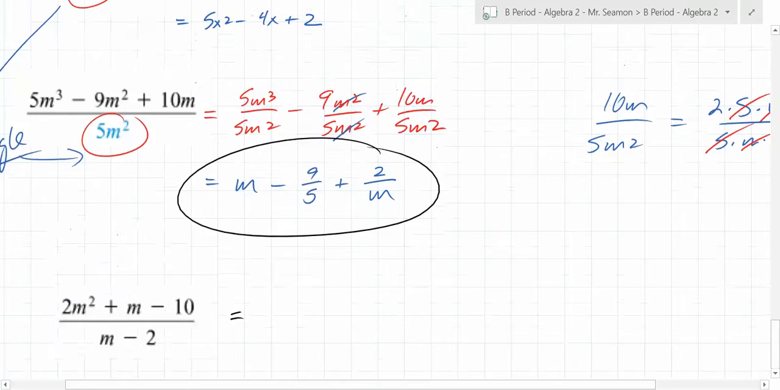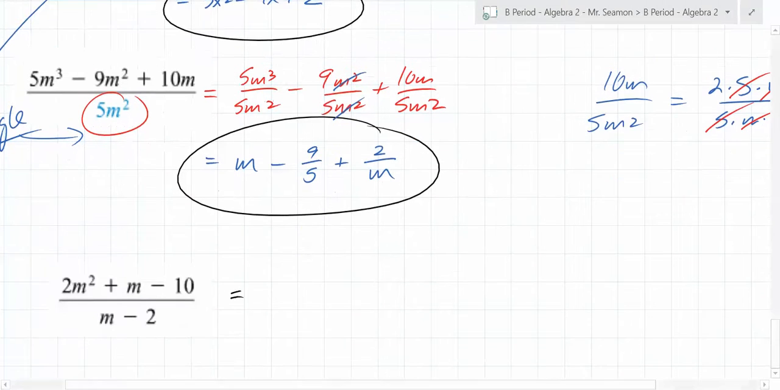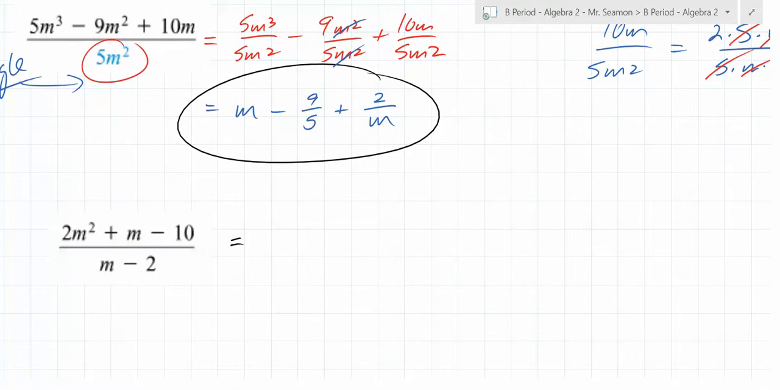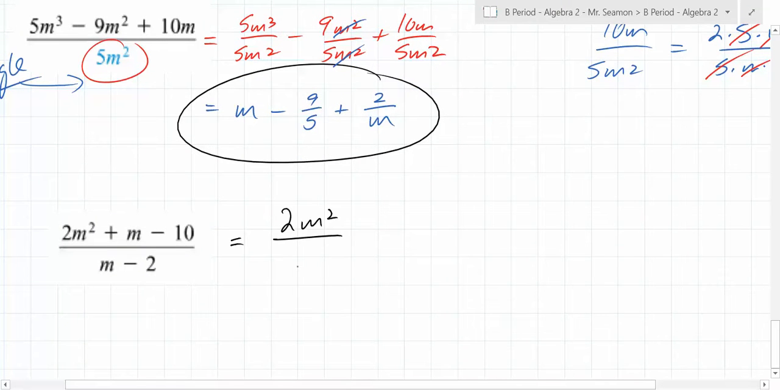How many did we get here? So how many are we going to break it into? 3. It's going to be 2m squared over what? M minus 2. What's the next one going to be, Rachel? Over? Correct. Nothing changed. It's the same exact minus 10 over.